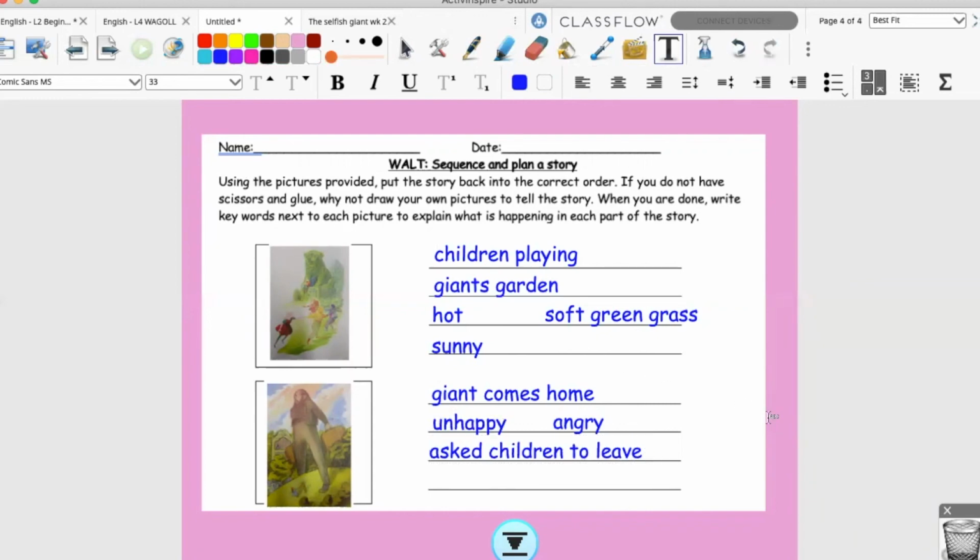Okay, now I've wrote some ideas. Have a go at doing your own, some keywords next to your pictures, and do them for every picture. This will help you in the next few days when you come to write your own version of the story. Good luck, everyone.